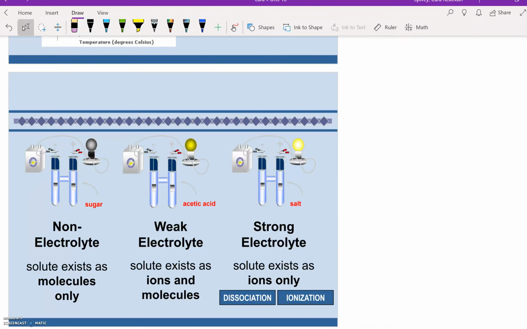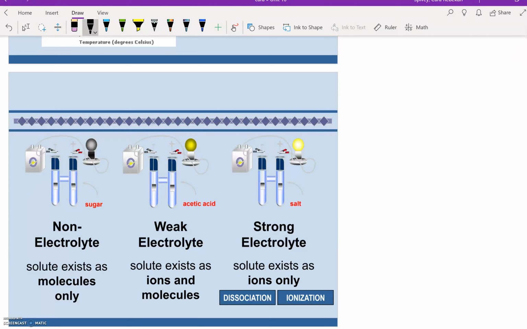I believe we are on page 2 right now, actually, we're at the very top of page 3, so go ahead and turn there. So we're going to be looking at the difference between a non-electrolyte, a weak electrolyte, and a strong electrolyte. We're going to have to use our imagination. Typically, we have a demo to see this, but not today.